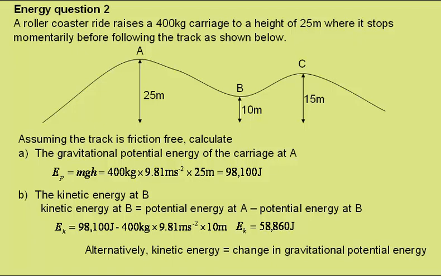Alternatively, for part B, we could say that the kinetic energy at B is equal to the change in gravitational potential energy in going from A to B. This is given by the mass times the gravitational field strength times the change in height, and putting the numbers in, the change in height is 15 meters, giving of course the same answer of 58,860 joules.